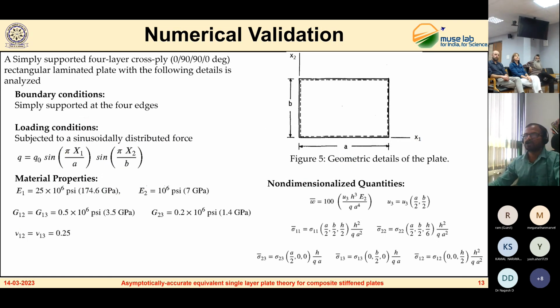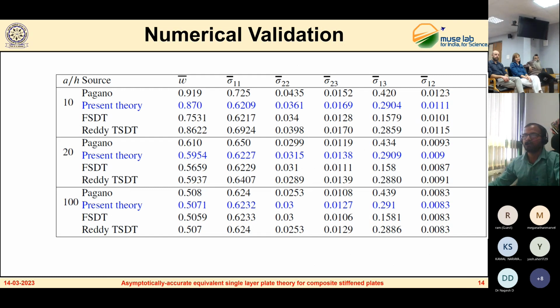Now we have considered a second example. In this example, we are considering a 4-layered cross ply. This is a rectangular plate, where B is 3 times A, and we are taking all 4 edges simply supported. All the conditions are the same as in the first example, and we are considering the same non-dimensionalized quantities. Here is the result in tabular form.